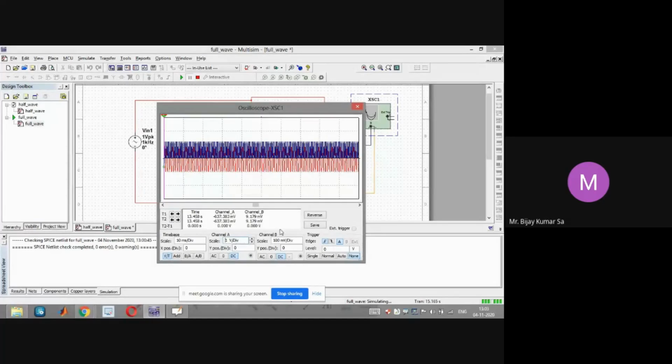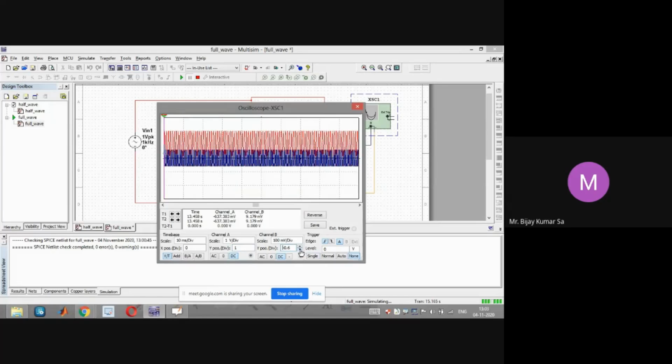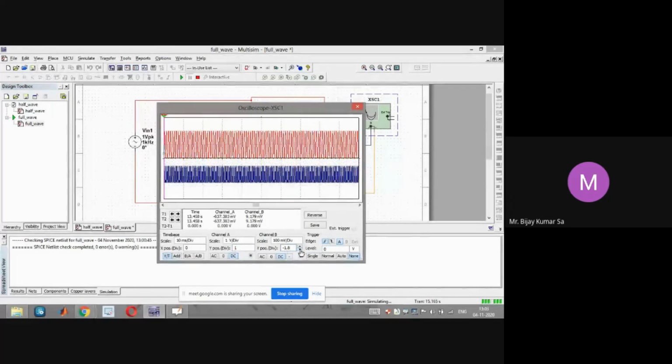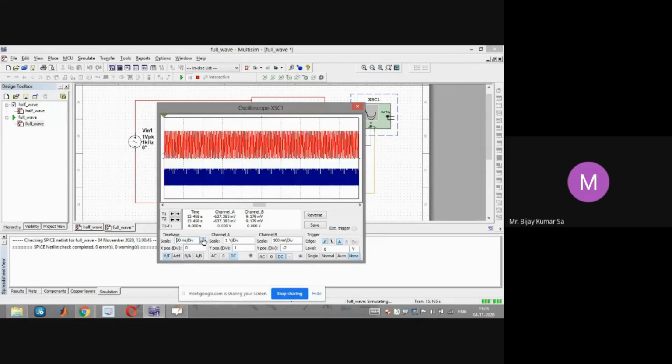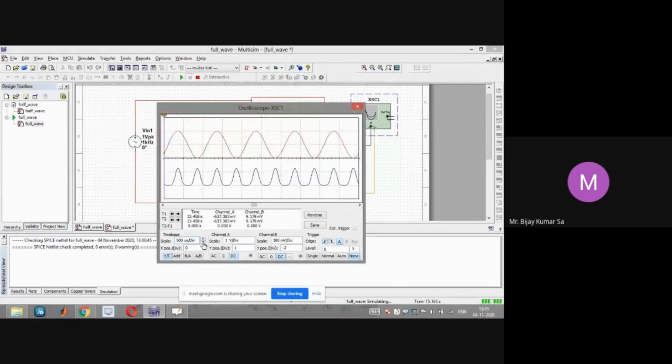Okay. So I'll change the y-axis so that I can distinctly see the two waveforms. Input is red. I will take it up and I will take the output signal that appears in blue downwards. Still the x-axis that represents the time axis is so close to view, so I will change the time per division. I will decrease it so that it gets better.